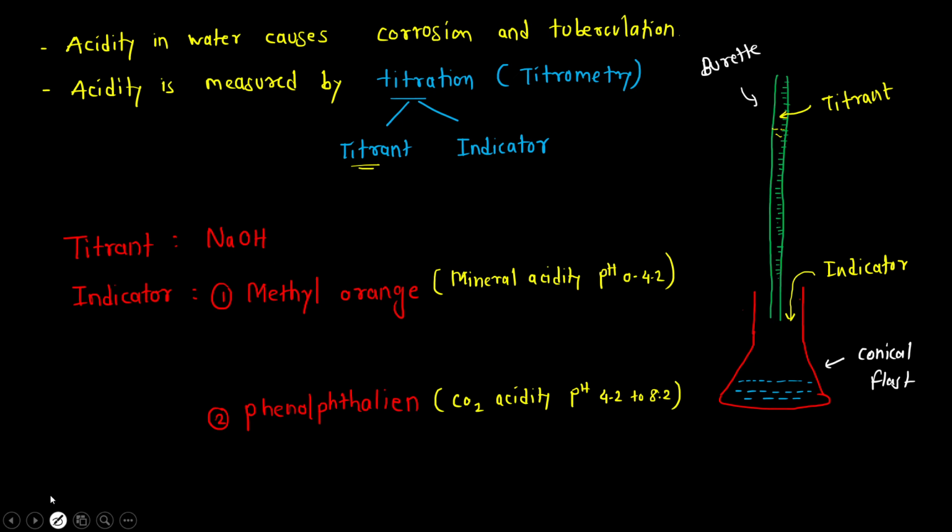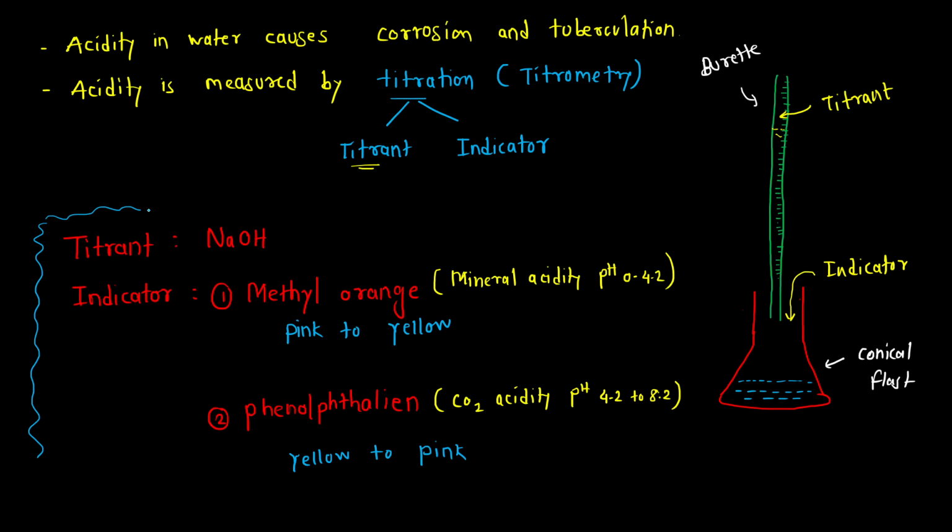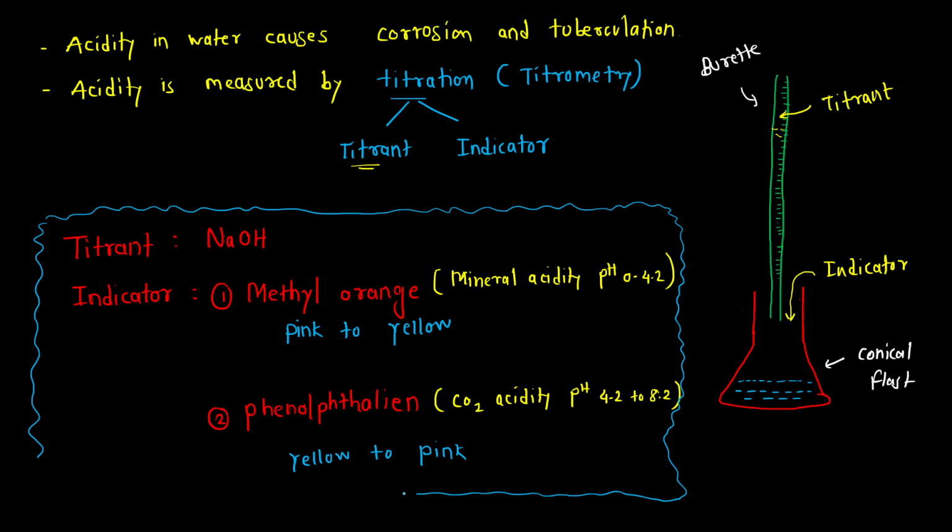Now what will be the color change in this? These color changes are asked many times in the exam. For methyl orange, the color change will be pink to yellow. And for phenolphthalein, the color change will be yellow to pink. Now this information is asked many times in UPSC and also in GATE. So this is very important. We'll summarize this once again quickly.